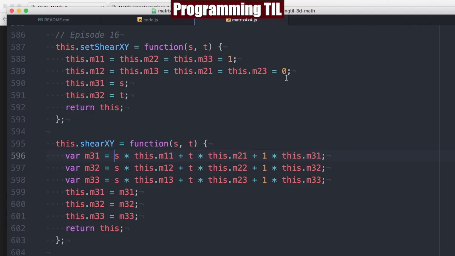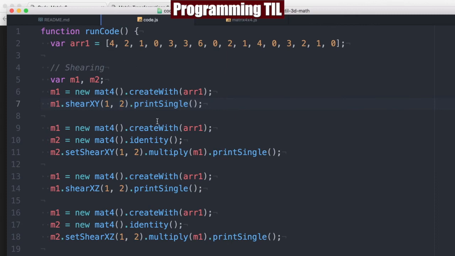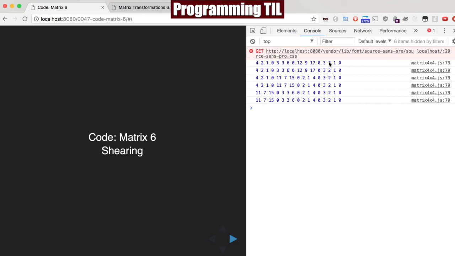So when we have this example here with this given array, and we shear by 1, 2, that'll be the same thing as setting the shear 1, 2 on the identity for xy and multiplying by that matrix. And you can see that the outputs here are the same on these two lines.